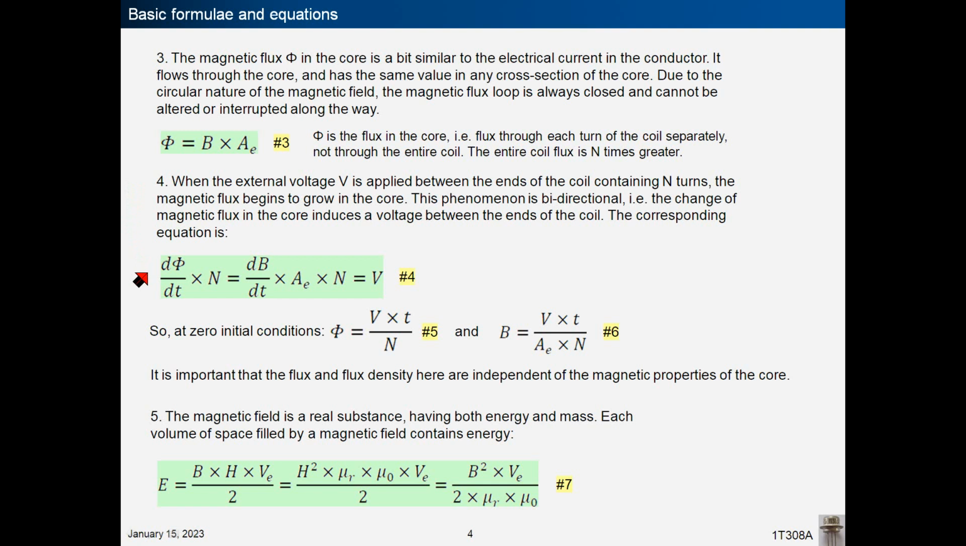And at zero initial conditions, the solution for phi is V times T over N, and the corresponding solution for B is also shown. It is important that the flux and flux density here are independent of the magnetic properties of the core. The magnetic field is a real substance, having both energy and mass. Each volume of space filled by a magnetic field contains energy, which is derived below.